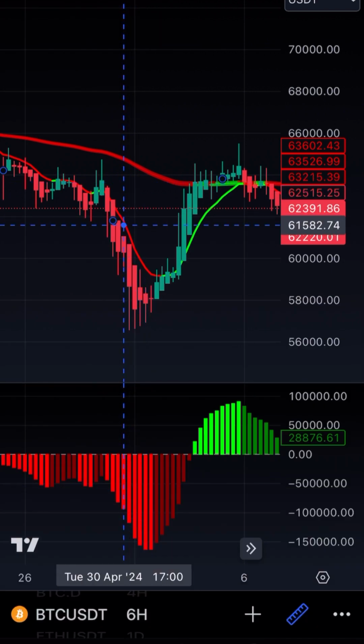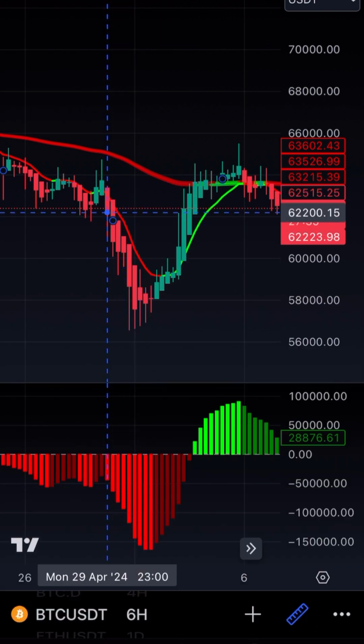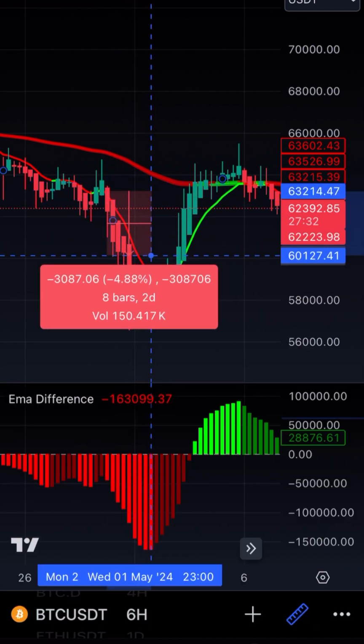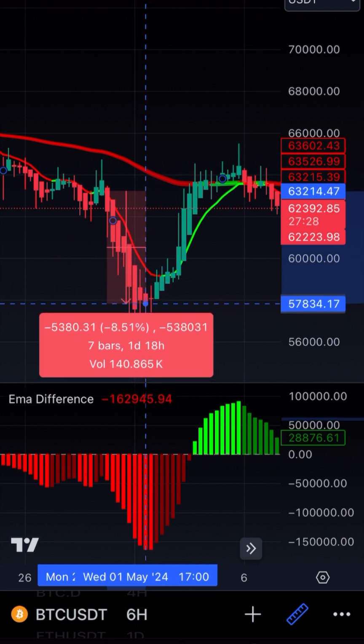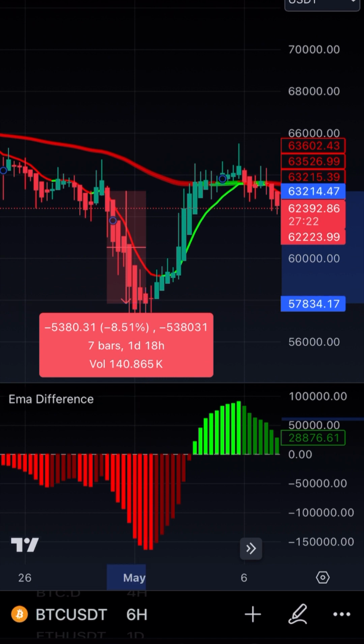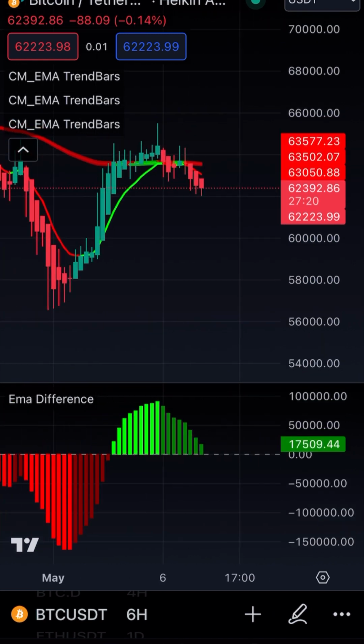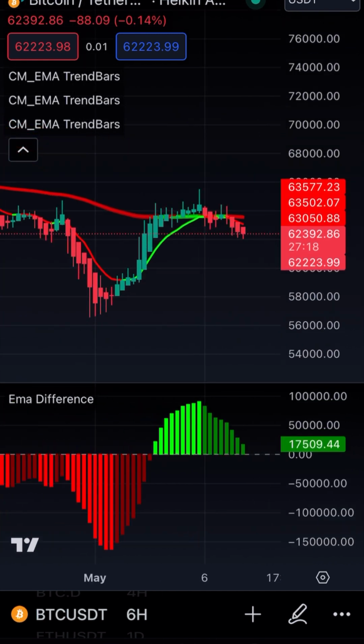And then right about here, you see it again. You can scalp that as well. And this is a 6 hour, so this is 1 day. It's almost 2 days, and this is massive profits here. So this strategy, in my opinion, is very, very effective.